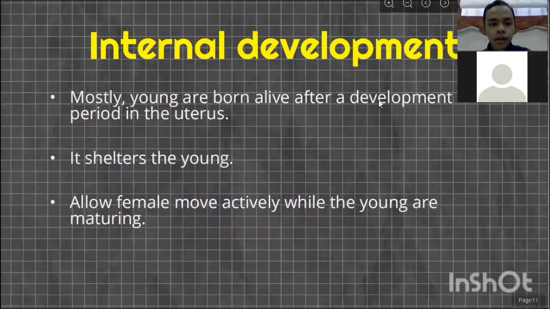So the last characteristic is internal development. So mostly mammals, their young are born alive after a development period in the uterus. So it shelters the young and also allows the female or the mother to move actively while the young are maturing.